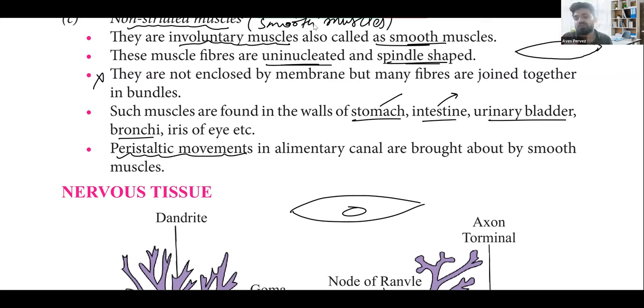Similarly, the iris of the eye. What is the iris actually? The iris is the colorful part of the eye, like black color or brown color. This is the iris, and this is the eye.